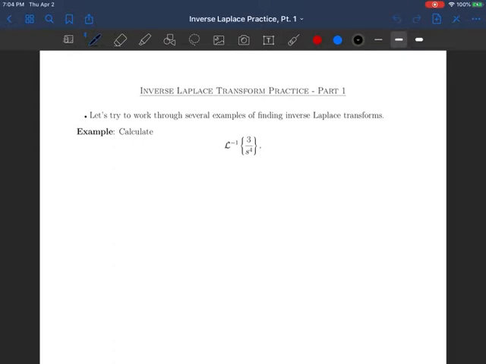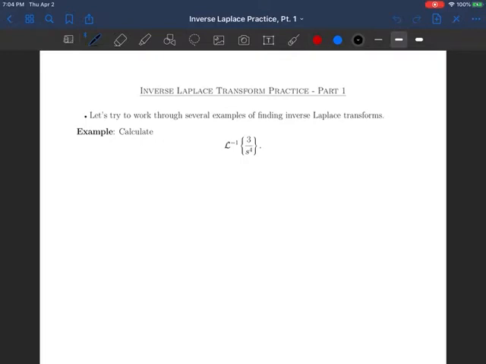Today we're going to be doing a little bit of practice with inverse Laplace transforms, and we'll continue this in another video with a few more examples. We're just going to get right into it. We're going to try and be pretty careful this time. Next time we'll try to go a little bit quicker and try a couple of tricks to speed things up. But let's get right to it now.